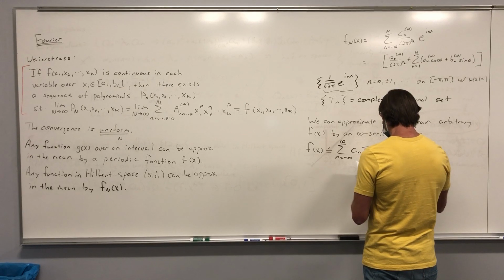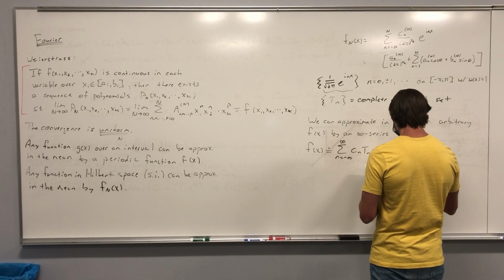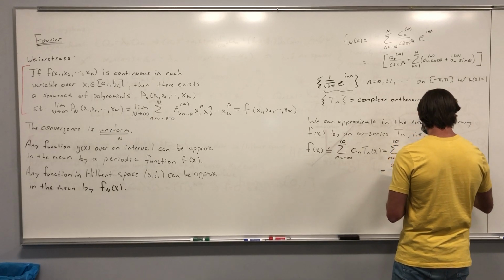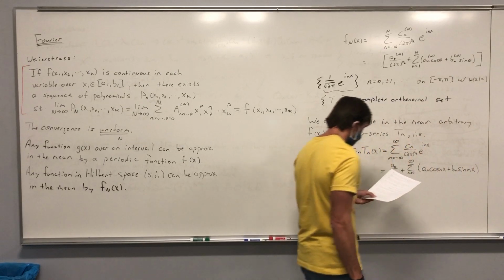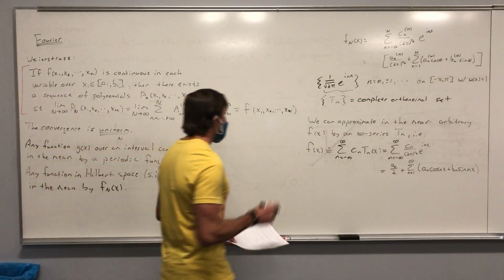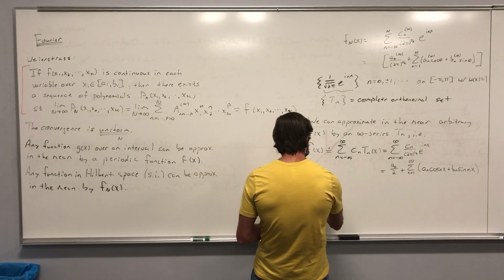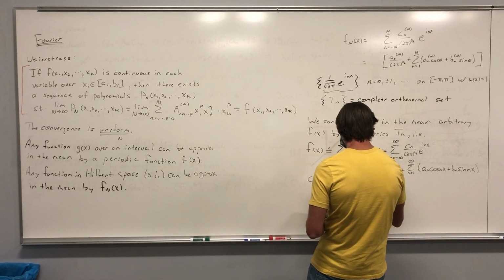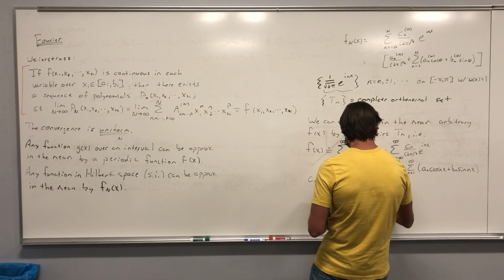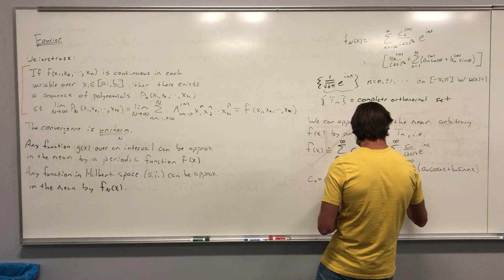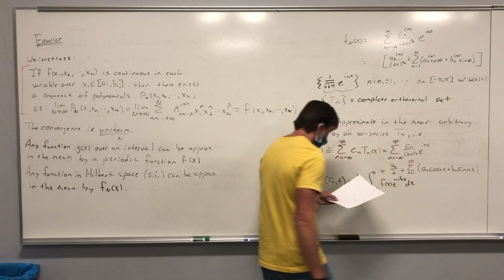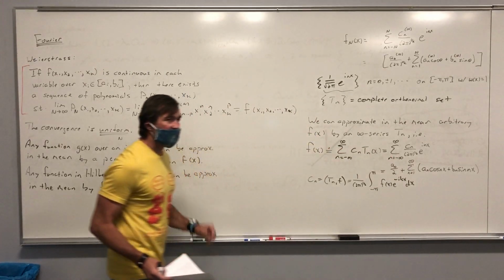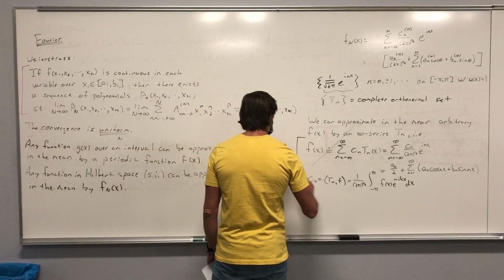or a naught over 2 plus the sum from n equals 1 to infinity of an cosine nx plus bn sine nx. Okay? And in this case, the coefficients we can get just by taking the inner product of Tn with f. And then we can write down a similar expression using the cosine and sine functions instead. So this together is what is called the Fourier series.